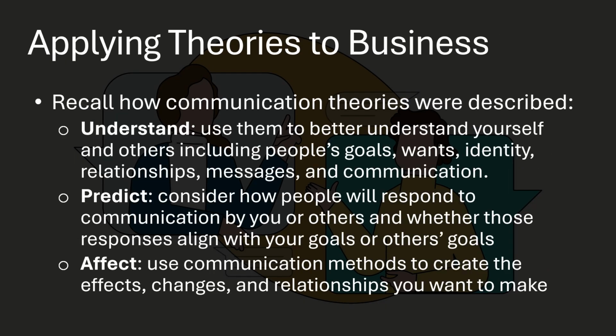So as we think a little more broadly about how we apply communication theories to business, remember what we talked about in terms of what communication theories are for. We might use them to better understand yourself and others, including people's goals, wants, identity, relationship, messages, communication. We might use them to consider how people will respond to communication by you or by others, and whether those responses align with your goals or other people's goals. And we might use communication methods to create the effects, the changes, and the relationships that you want to make in order to achieve your business goals. So think about that as you think, how does communication theory help you if you try to do business?